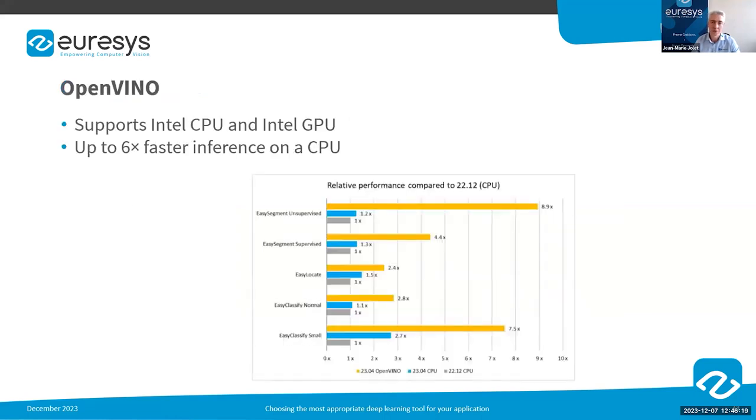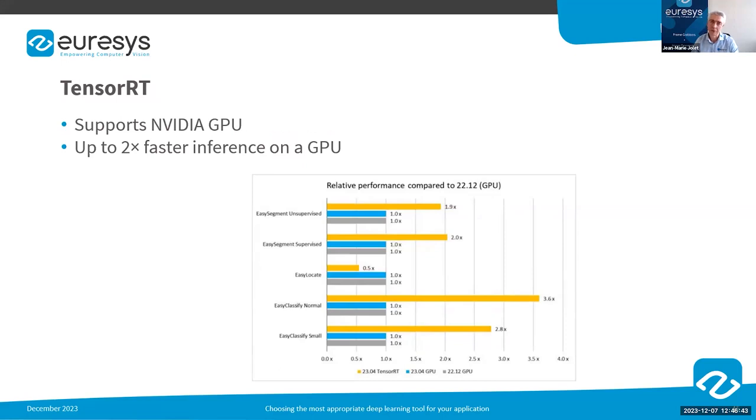To further increase the speed, Euresys has recently introduced the concept of engines that represent a tool used to run the neural network. For platforms based on Intel CPU or Intel GPU, we recommend to use the OpenVINO engine. And it is particularly interesting when the inference is performed by the CPU. When the platform is equipped with NVIDIA GPU, we recommend to use the TensorRT engine.